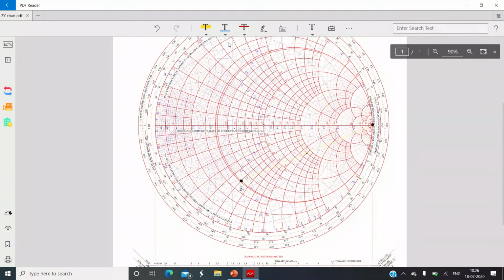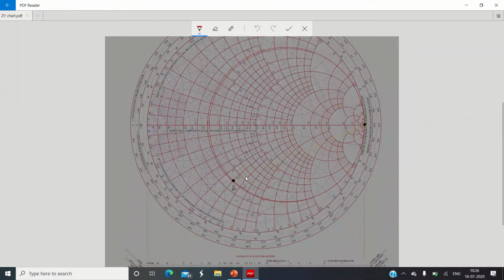As we know, from ZL, as ZL is located outside the 1 plus jX circle, the first element is a series element. Then, in order to design a series element from ZL, we need to trace the constant resistance circle such that we will find the intersection with the unit conductance circle. So first of all, you need to locate where your unit conductance circle is. The unit conductance circle is directly visible over here, please remember.